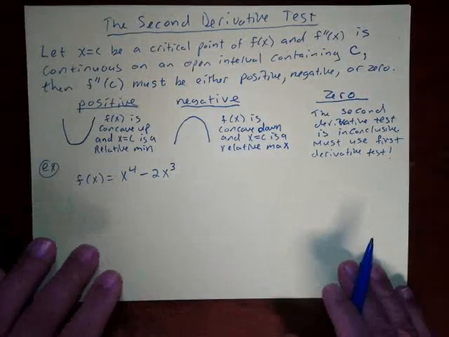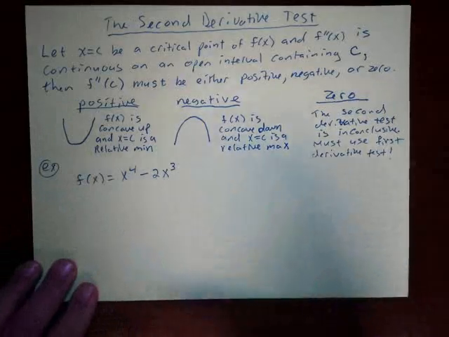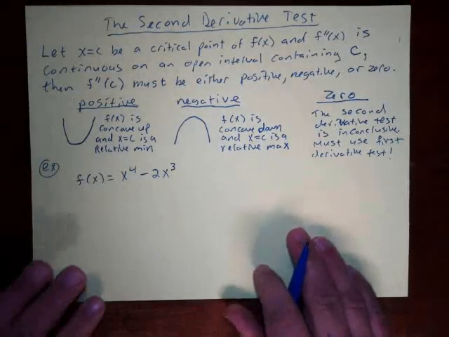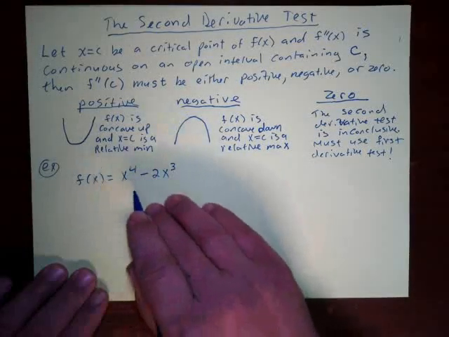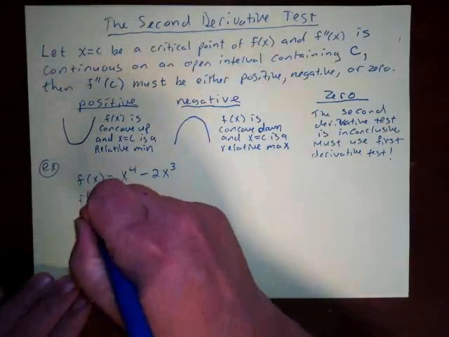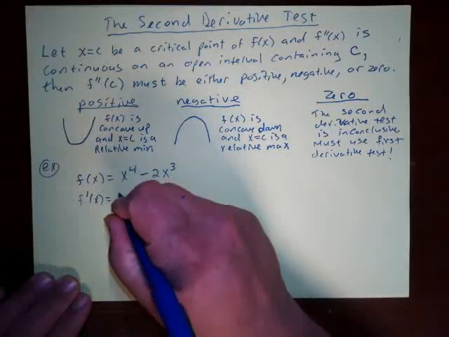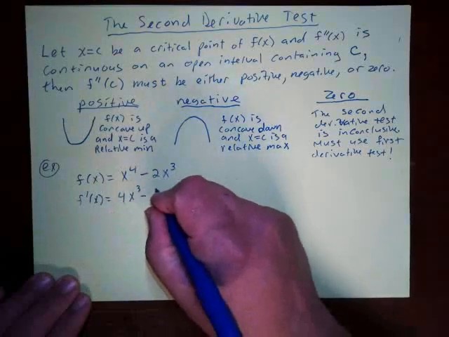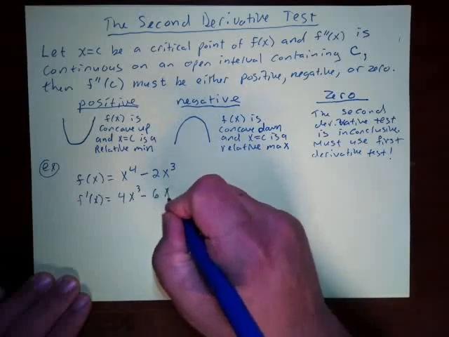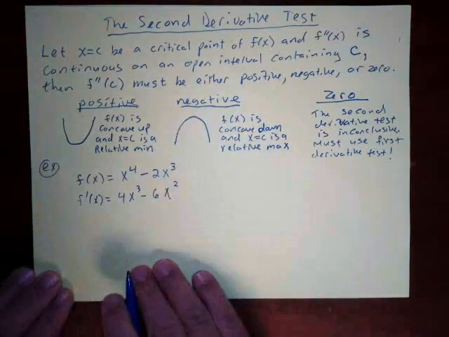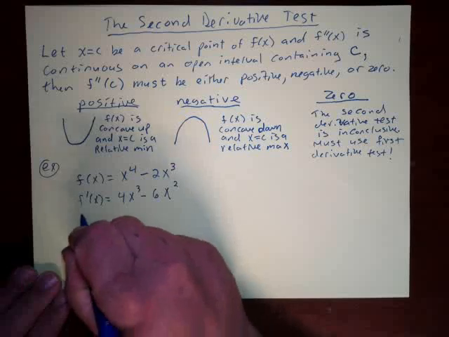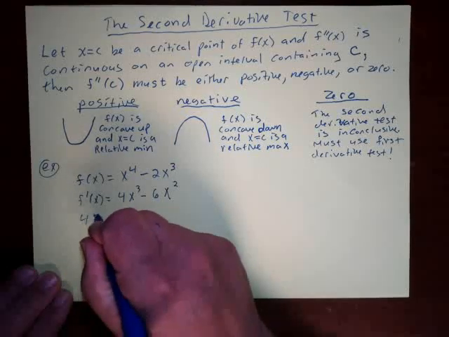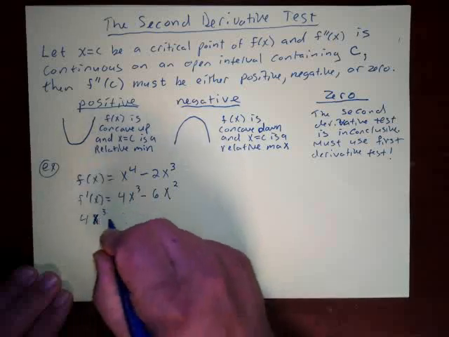So let's use it. I have a couple polynomial functions, and we're just going to determine relative min or max in this case. So I'm going to find the critical points by taking the derivative. This would be 4x cubed minus 6x squared. Okay? And so now I'm going to set the derivative equal to 0.